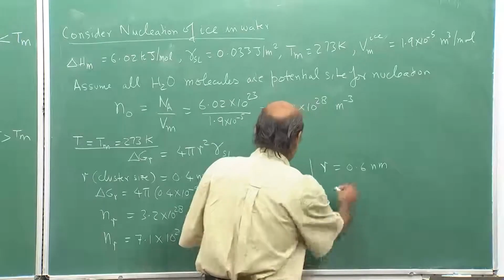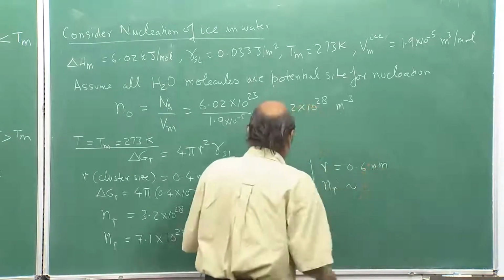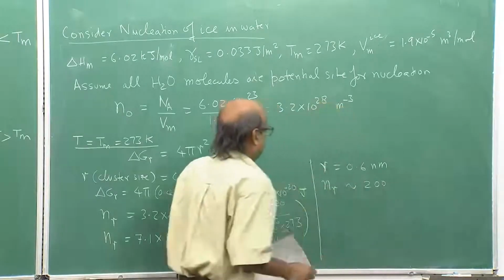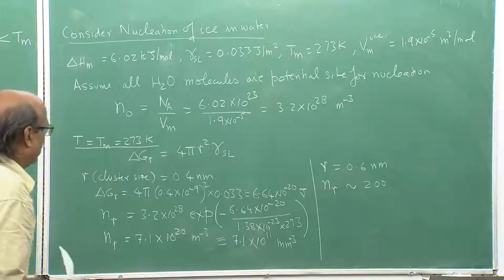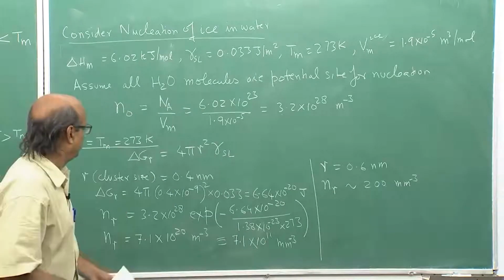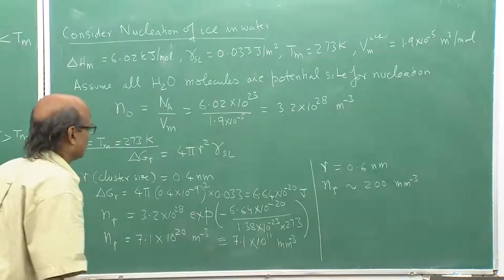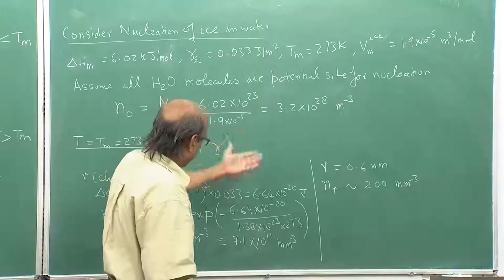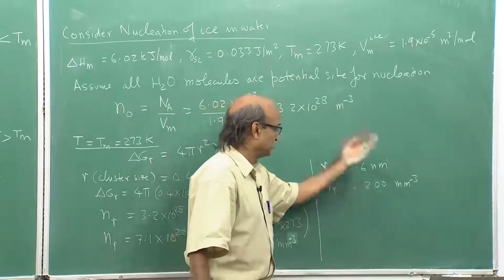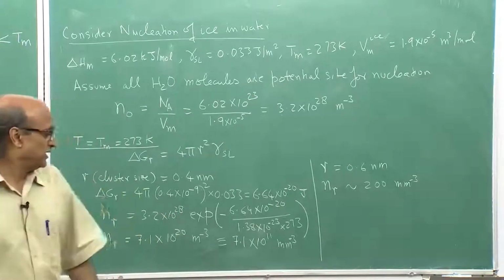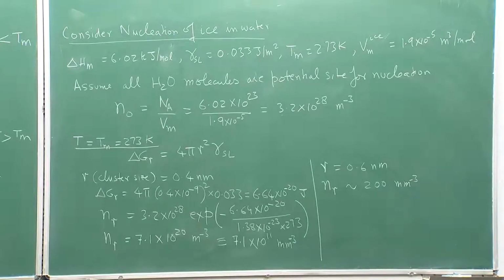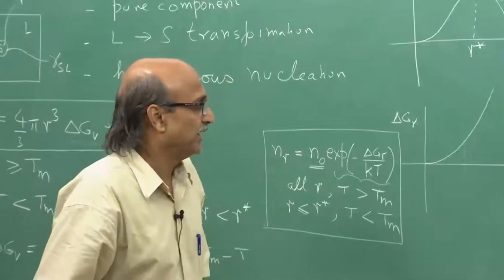I will get NR to be of the order of just 200 per millimeter cube. So, just by a small change in the size of the nucleus from 0.4 nanometers to 0.6 nanometers, the density of nucleus goes down from an order of magnitude of 10 to power 11 to just 3 orders of magnitude in 1 millimeter cube. So, this shows how sensitive the number of nuclei would be as a function of size.